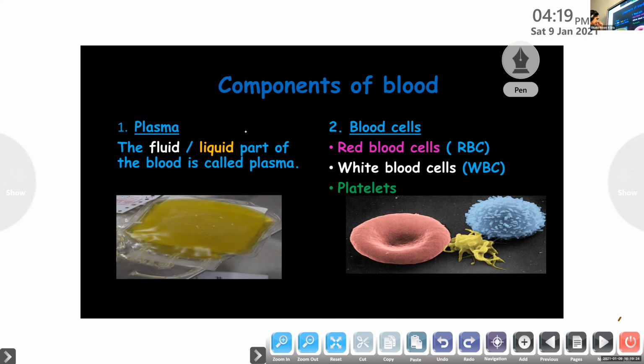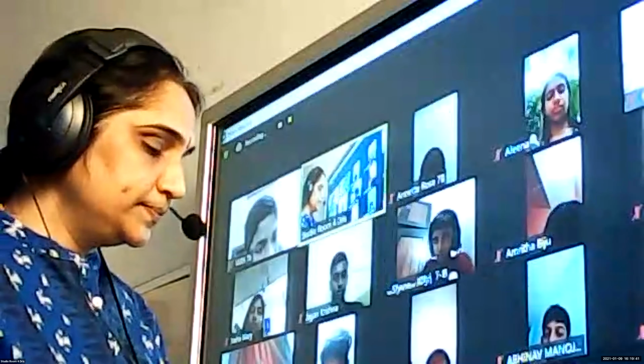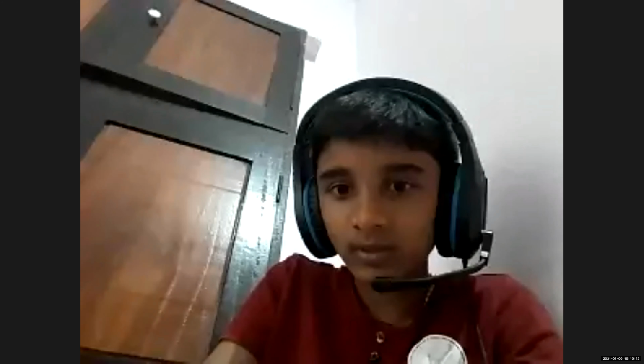Plasma. Can you see a yellowish colored fluid? This is plasma, blood plasma, the liquid part, the fluid part present in the blood. In the photo of blood cells also you can see a yellow substance.